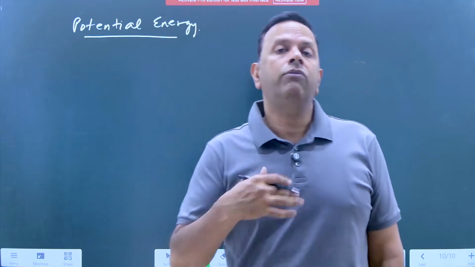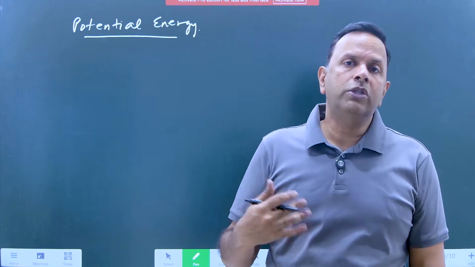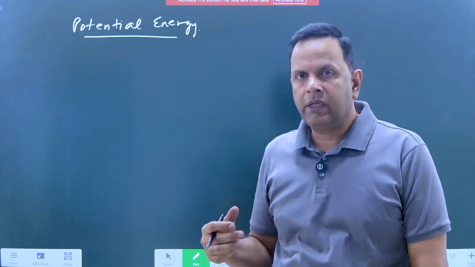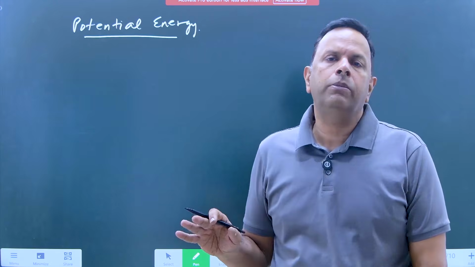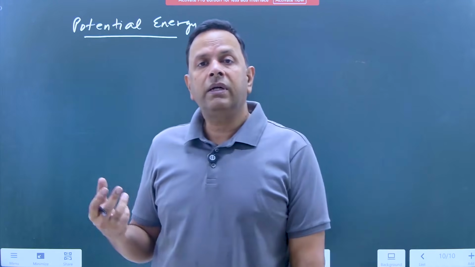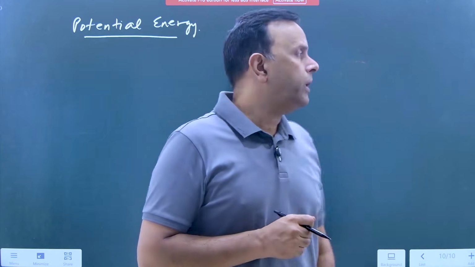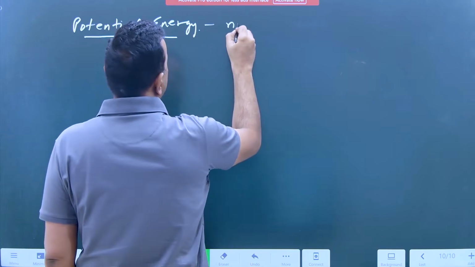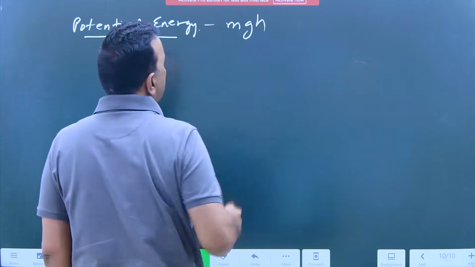It doesn't matter in which form it is, from which source it has come, in what form it is manifesting itself. All these things become useless when you think about the dimensions of a physical quantity. So for potential energy, we mostly use this result mgh.